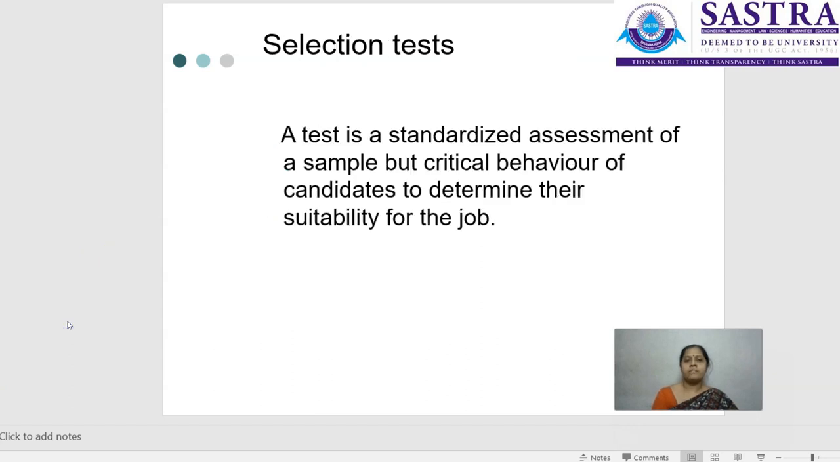So the next step is the selection test. This is the next step in the selection process. We all know that a test is a standardized assessment of a particular sample, and the critical behavior of the candidates also will be examined through the selection test in order to determine whether he is suitable for the job. So that is the purpose behind this selection test.